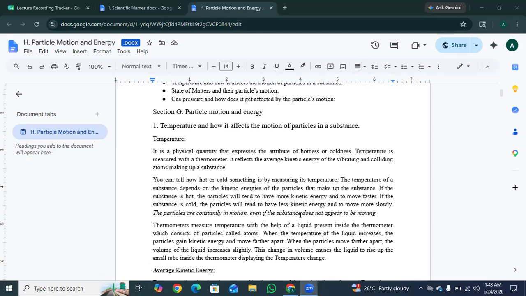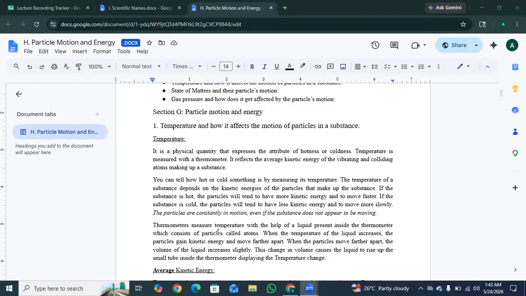So basically, the core rule is that the temperature reflects the average kinetic energy of the particles inside a substance. And here, kinetic energy means the speed, okay? So particles are always moving even if the object looks perfectly still. Hot substances have particles with more energy that move faster, and cold substances have less energy and move slower, okay?